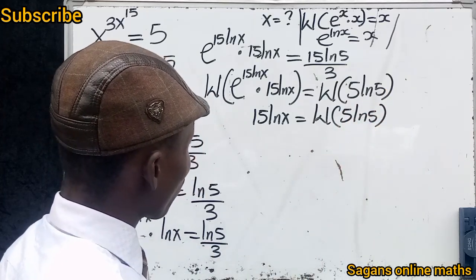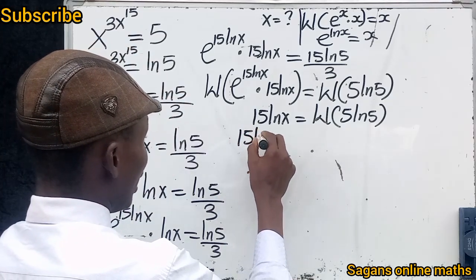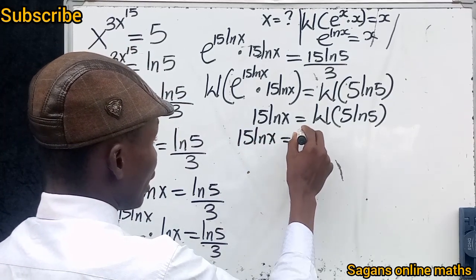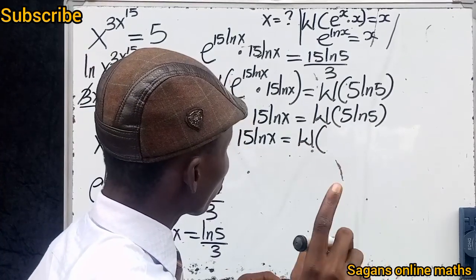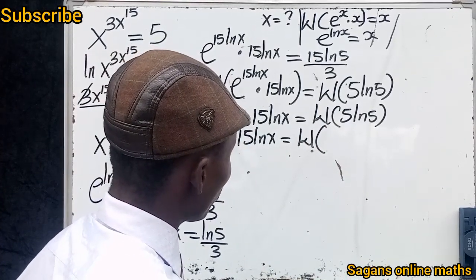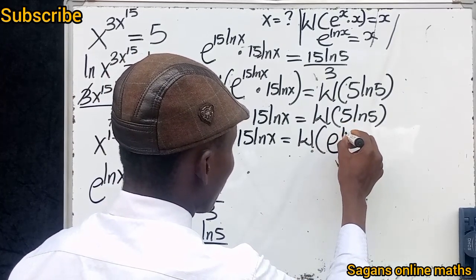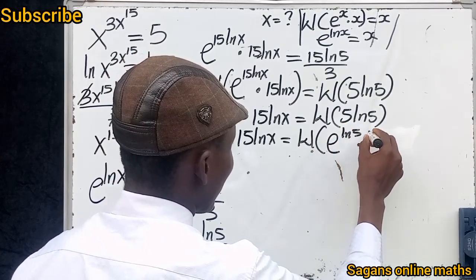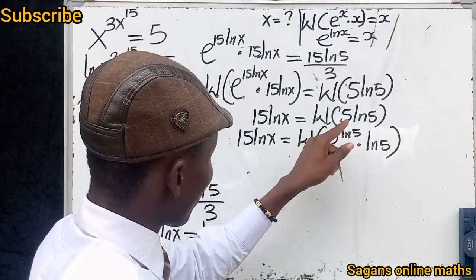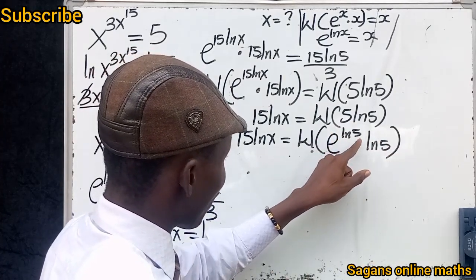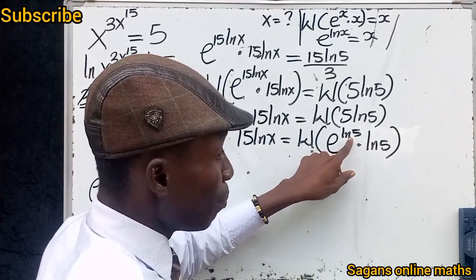Now look at what you are going to do. Now I'm going to add that 15 ln s equals the Lambert W function of, now look how interesting what I'm going to do. I'm not wrong if I decide to write this 5 as e raised to the power of ln 5, multiplied by ln 5. There's nothing wrong if I decide to write this 5 as e raised to the power of ln 5, because by one of the properties of logarithm, the base here is base e.